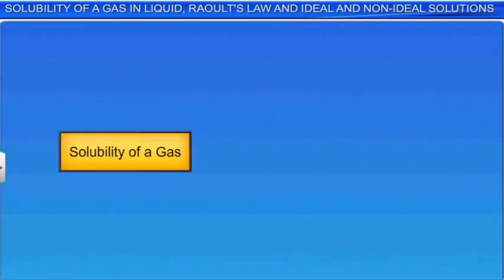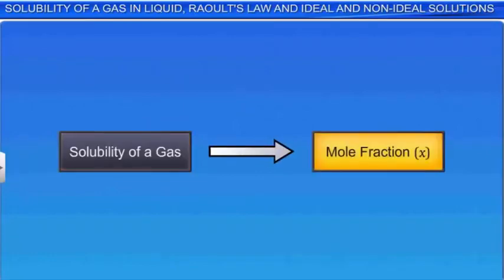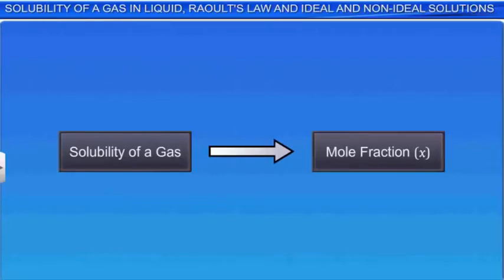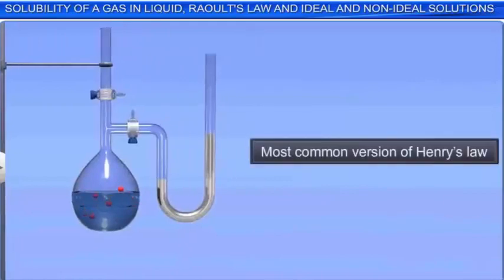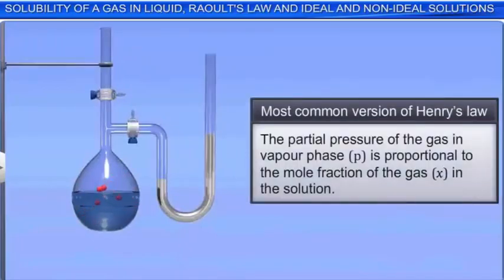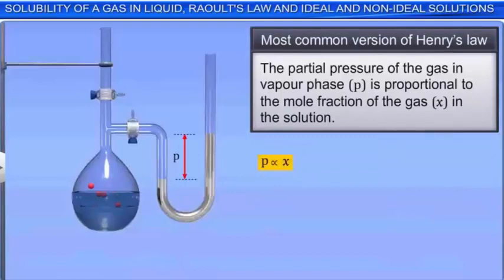If the solubility of a gas is expressed in terms of the mole fraction, then the statement of Henry's law becomes: the mole fraction of a gas in a solution is proportional to the partial pressure of the gas over the solution. However, the most commonly used version of Henry's law is: the partial pressure of a gas in vapor phase, P, is proportional to the mole fraction of the gas, X, in a solution. Mathematically, it can be represented as P ∝ X, or P = KH·X, where KH is the Henry's law constant.